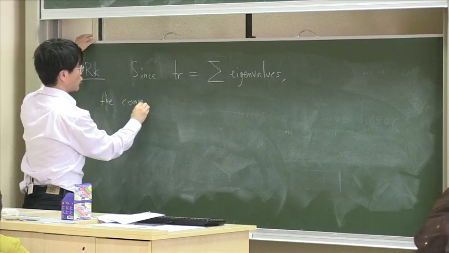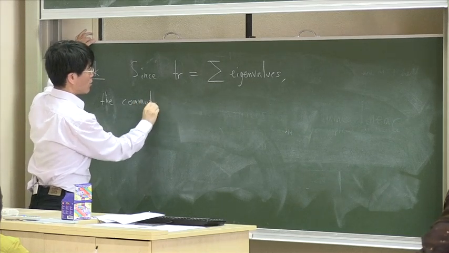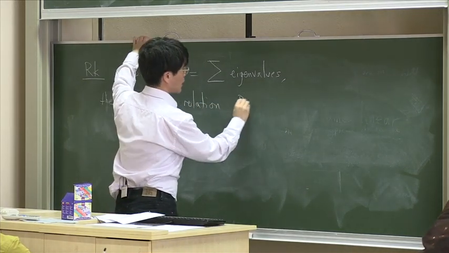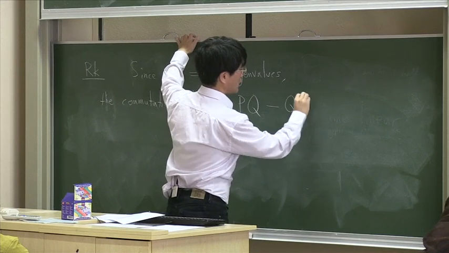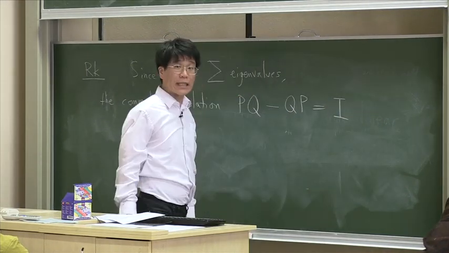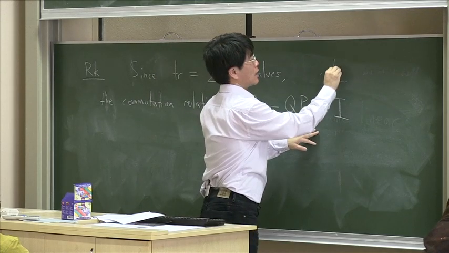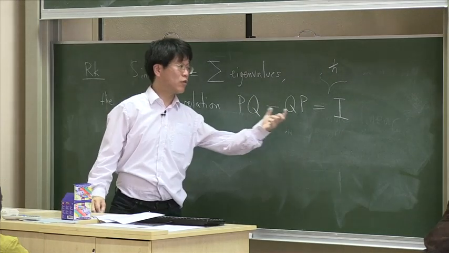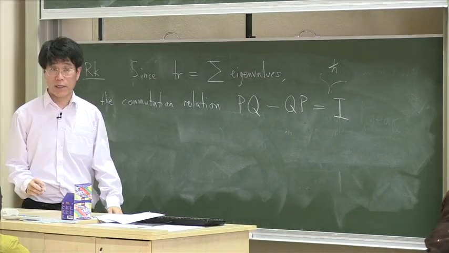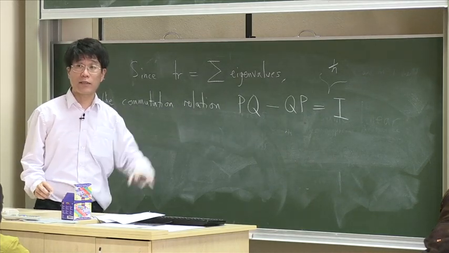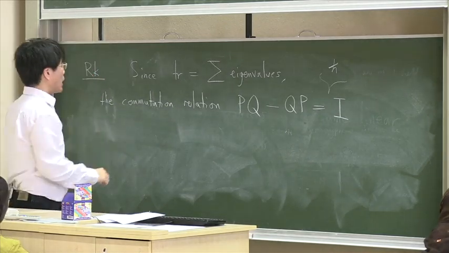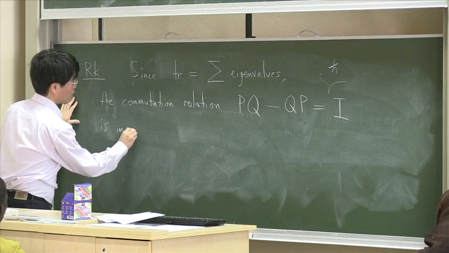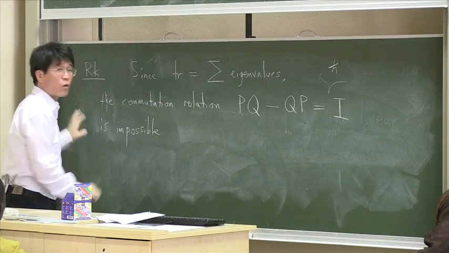Yeah? So since trace is the sum of all the eigenvalues, the so-called commutation relation that's so important in quantum mechanics says that PQ minus QP equals some multiple of the identity. It's in fact usually the Planck constant h bar times the identity, but you don't have to worry about the Planck constant. So PQ minus QP is proportional to the identity matrix. That's really central to quantum mechanics. This is impossible. It can never happen. Why?